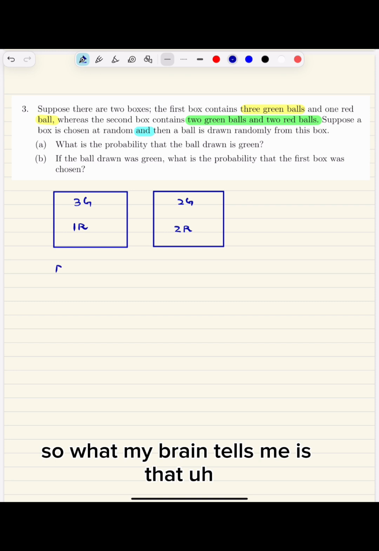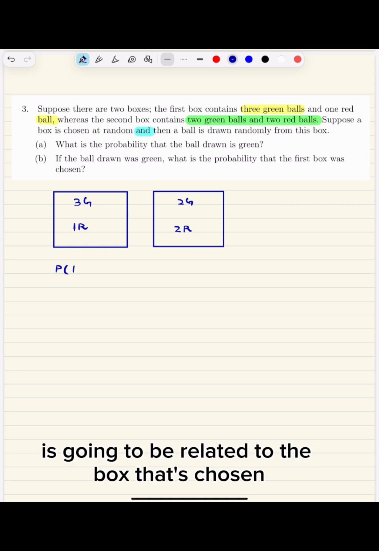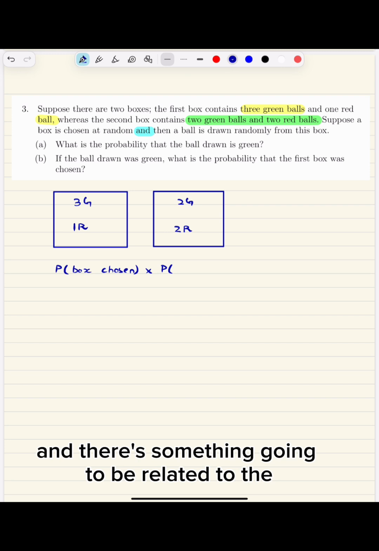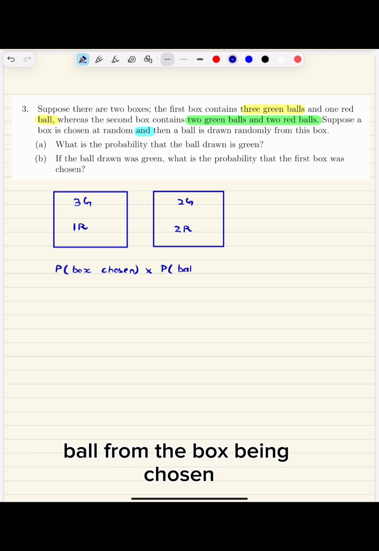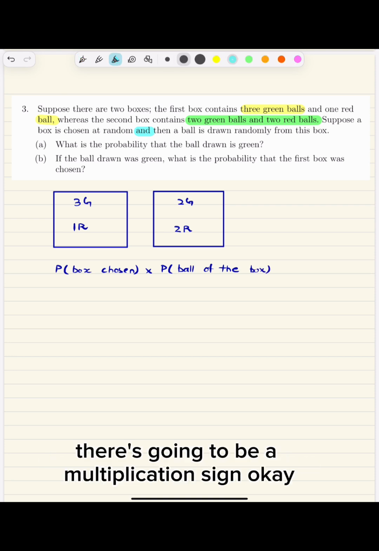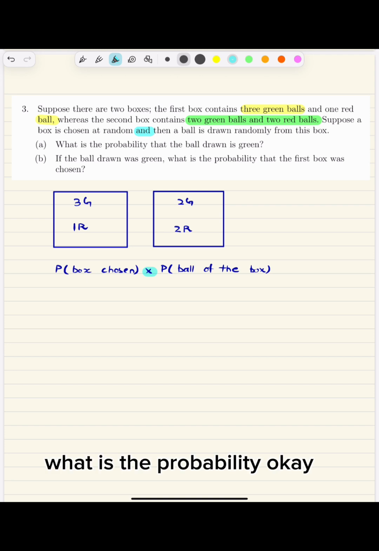So what my brain tells me is that the first thing is going to be related to the box that's chosen, followed by, and then there's something going to be related to the ball from the box being chosen. Since there's an "and", therefore there's going to be a multiplication sign. Okay, what is the probability?